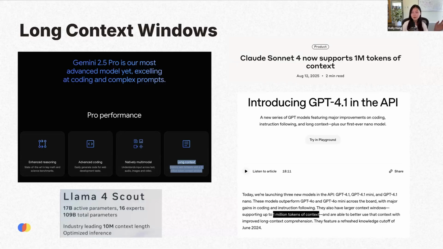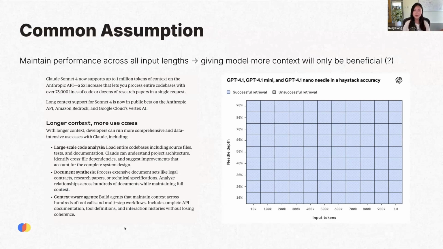If you look at a lot of these frontier model releases like Gemini, Claude Sonnet 4, and GPT, they always highlight this 1 million token context window. And if you look at Llama 4 as well, they talk about a 10 million token context window, which is a lot. Typically how this is presented is that they imply that these models are able to maintain reliable performance across all input lengths, up to the 1 million, 10 million token context window.